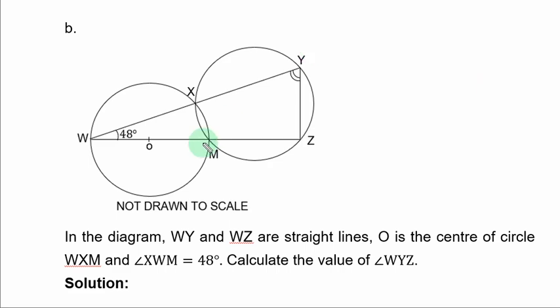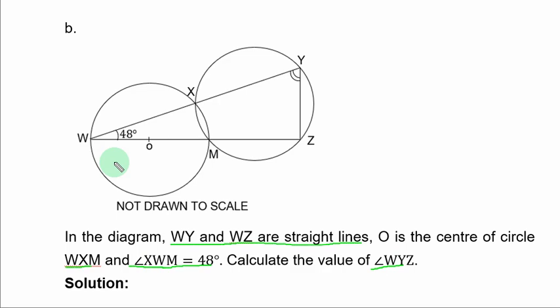11b. In the diagram, WY and WZ are straight lines. O is the center of circle WSM and angle SWM is 48 degrees. Calculate the value of angle WYZ.